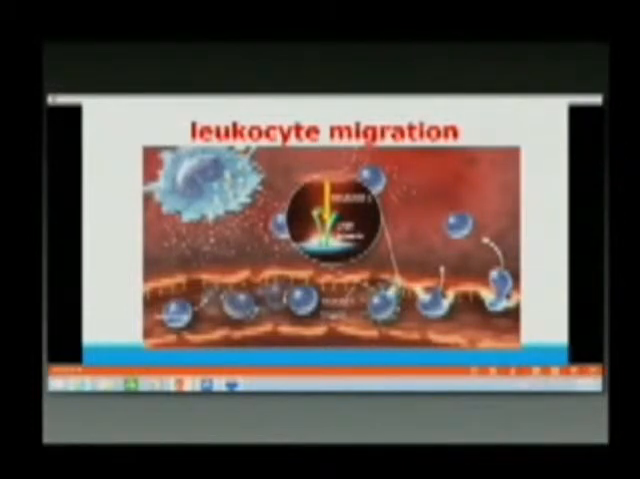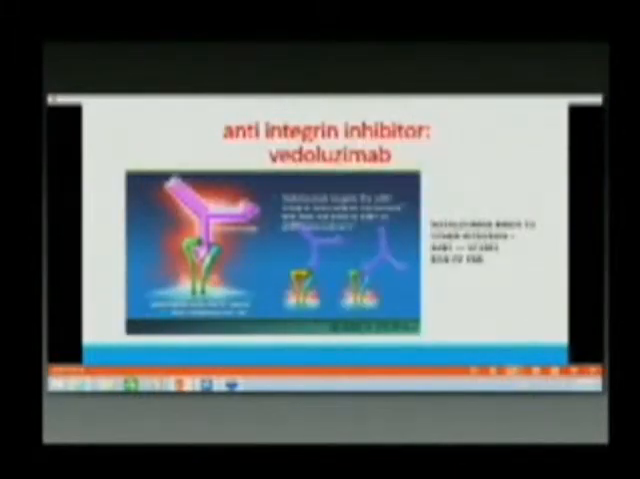Okay. Now, we have an integrin inhibitor which just came out. You have vedolizumab. And vedolizumab targets your alpha 4 beta 7 integrin heterodimer. And the beauty of this is that your alpha 4 beta 7 is an integrin that is located mainly, okay, in your gut vasculature. And that is the reason why it's selective.